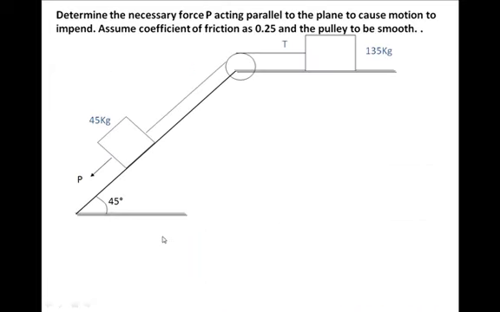Let's look at the second problem. It says determine the necessary force P acting parallel to the plane, this force, to cause motion to impend. Assume the coefficient of friction as 0.25 and the pulley to be smooth, and of course the string to be inextensible. So what you do in this case is the same thing. Draw all the forces on each body, that is, draw the free body of each body.